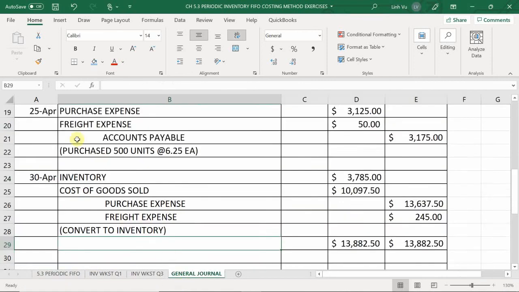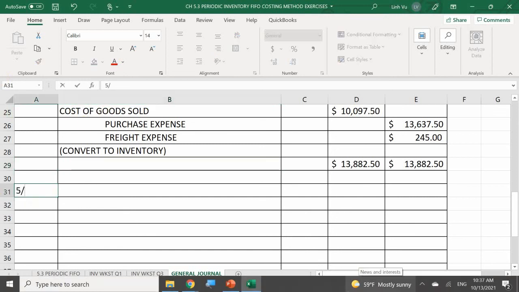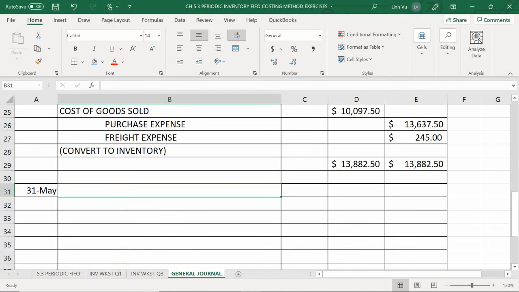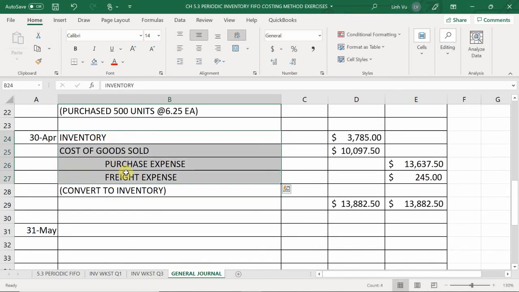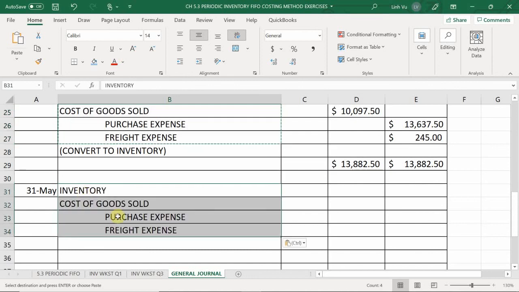So once again, I'm just going to go ahead and plug this in down below here. All right, so this is May 31st, right? How should my journal look when I'm converting my entry? You start with inventory, cost of goods sold, purchase expense, and freight expense. Good, right? So I'm just going to copy this since you said it so quickly. This is exactly what we're going to do. We need to recognize our ending inventory. We sold some items along the way. We purchased our items and we had freight included.